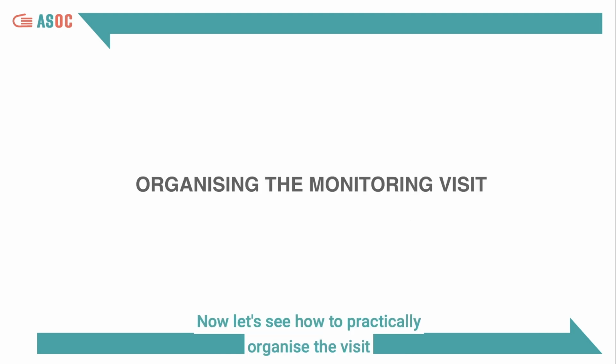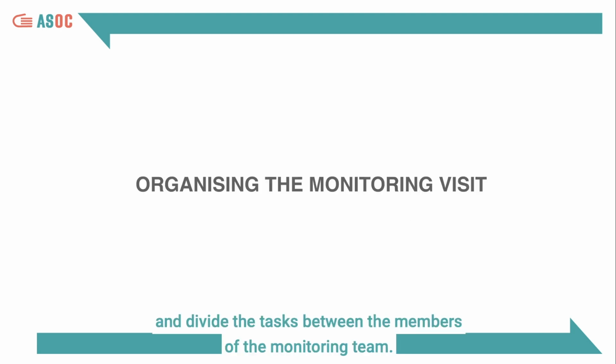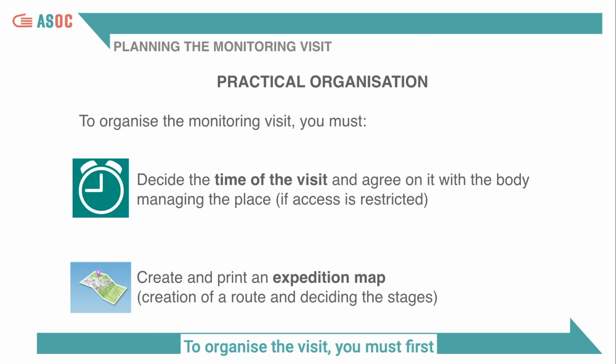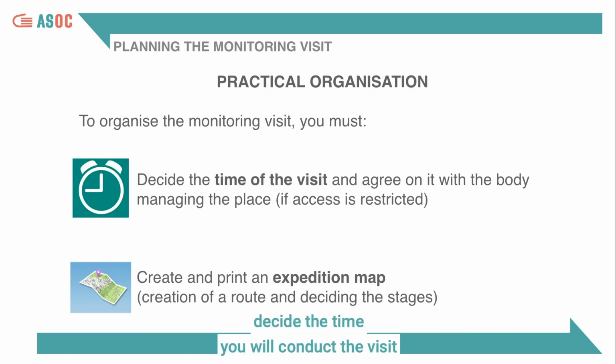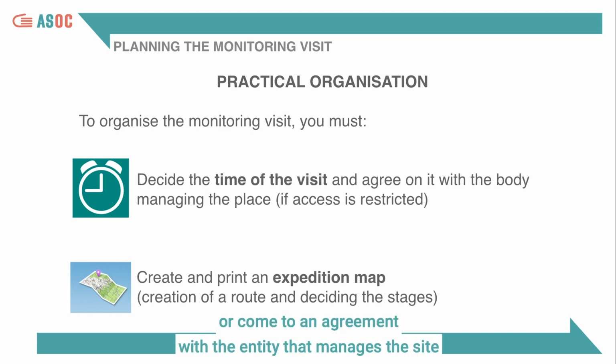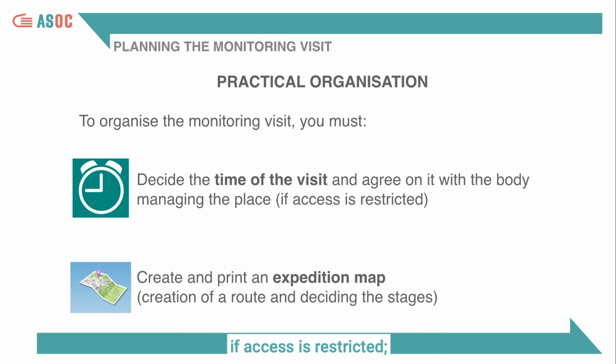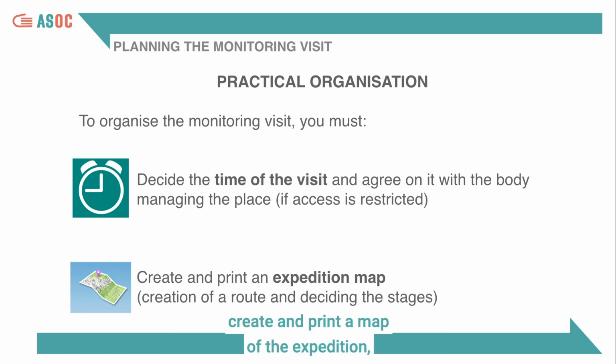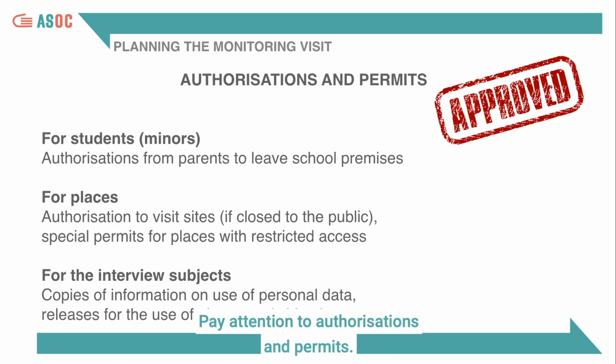Now let's see how to practically organise the visit and divide the tasks between each member of the monitoring team. To organise the visit, you must first decide the time you will conduct the visit or come to an agreement with the entity that manages the site. If access is restricted, create and print a map of the expedition, for example by outlining a route or establishing the stops. Pay attention to authorizations and permits.